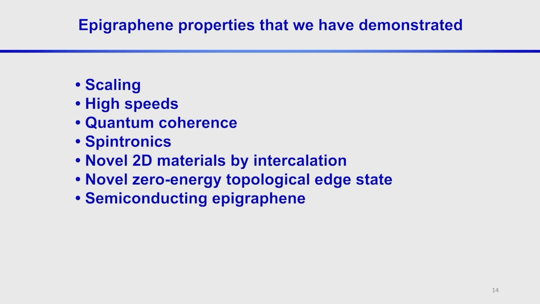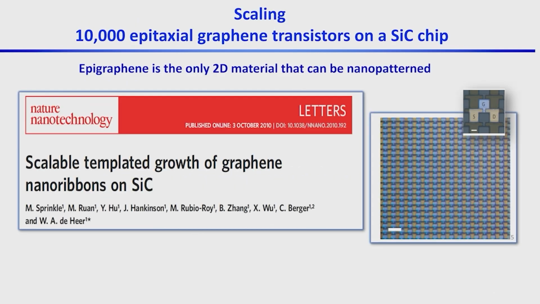We have already demonstrated with our new material that we can get scaling, high speeds, quantum coherent spintronics, novel 2D materials, novel zero-energy topological edge states, and semiconducting graphene. I'm going to flash through the slides because they'll be quite meaningless for you, because I'd have to spend so much time on them.